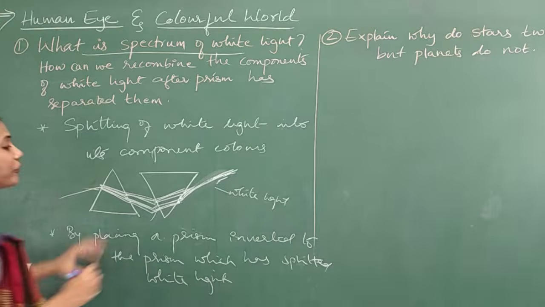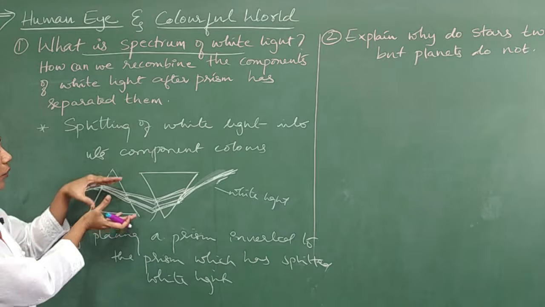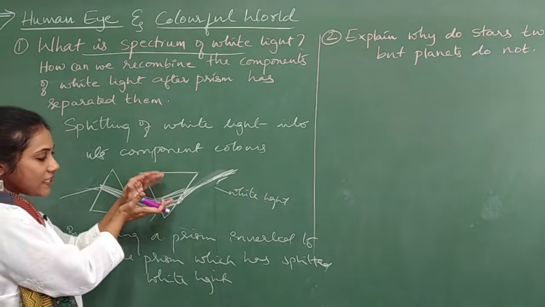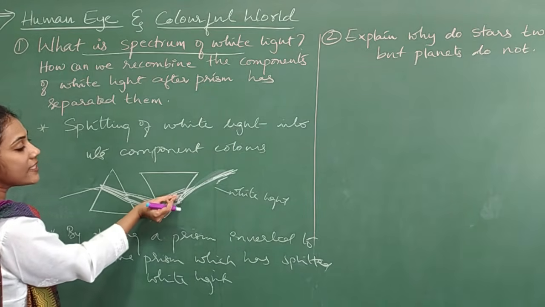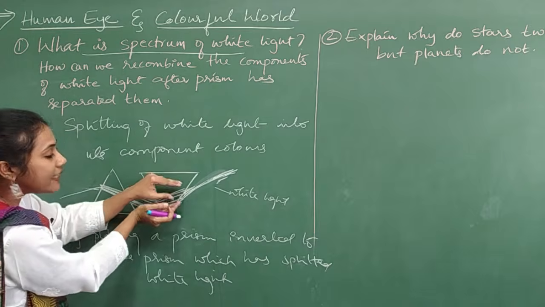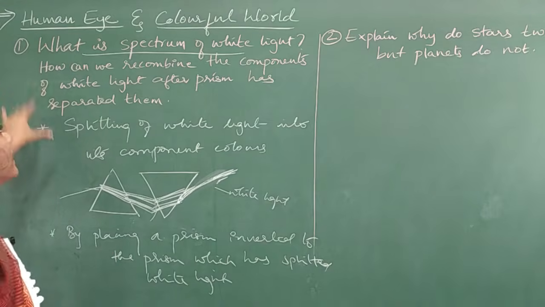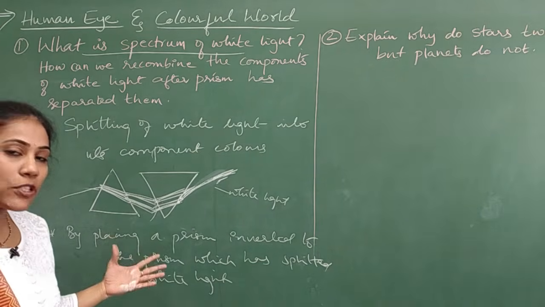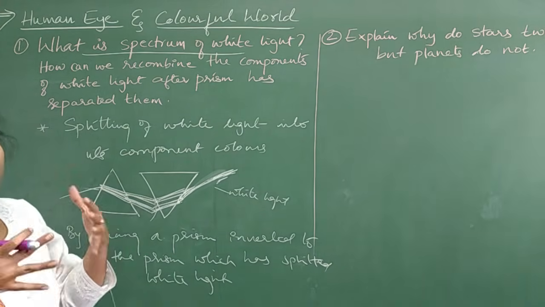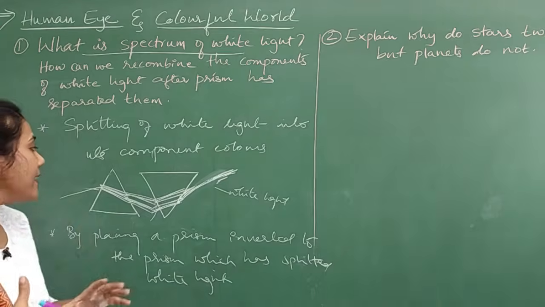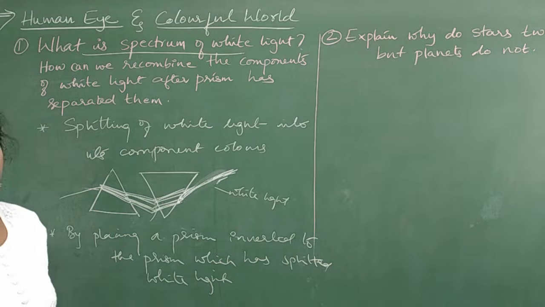Yes or no? So you have to place one more prism in an inverted position to this prism, so that whatever split light is there, when it passes through this prism, ultimately all of them combine once again and come out through this prism as white light. Okay, so this is the answer for this question. Clear, everybody? So what is spectrum, and how do you recombine the split colors once again into white light? It's very simple, by placing a prism inverted to this particular prism, right?